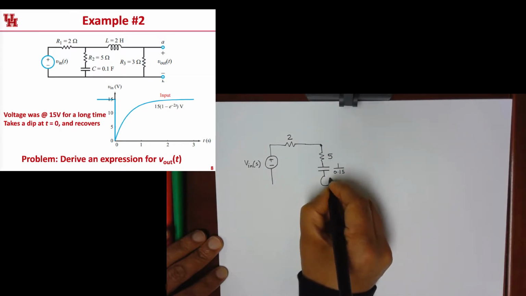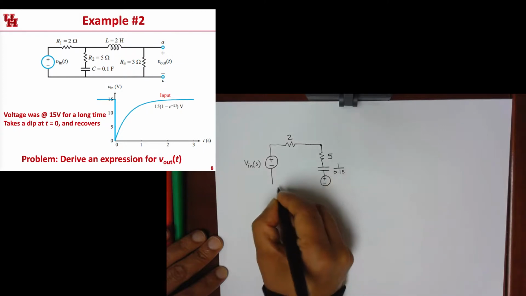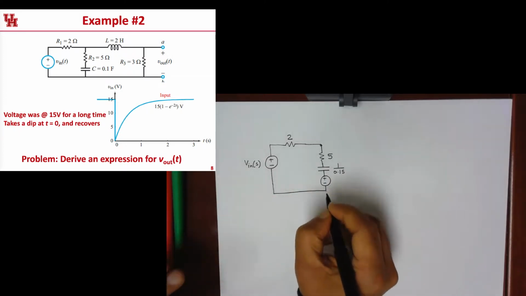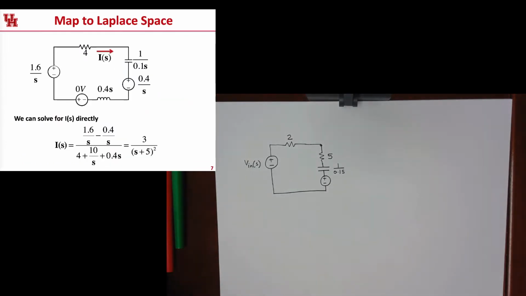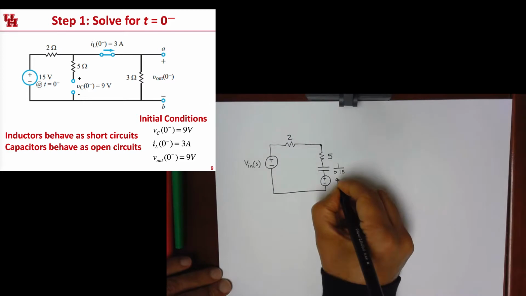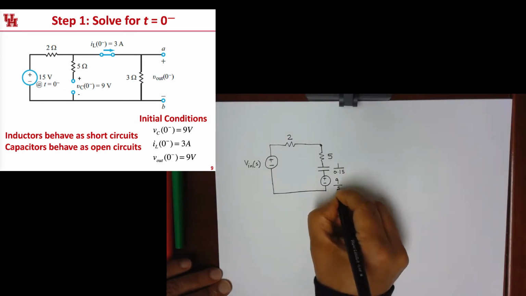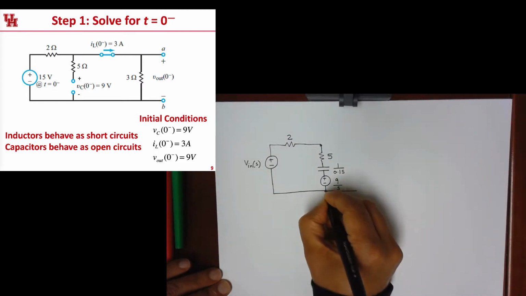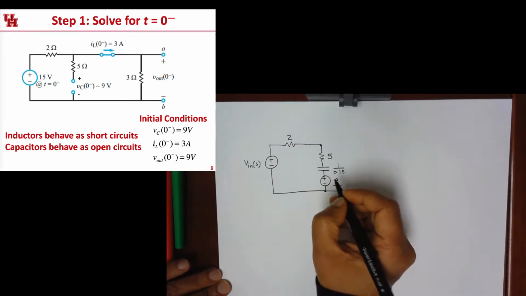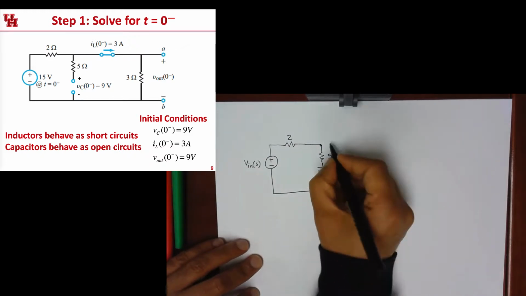And then there's going to be a series voltage across it, which is what we just calculated. What we just calculated was 9 volts, and we're going to write that as 9 divided by S. Remember, this is the formula for a capacitor's initial condition.